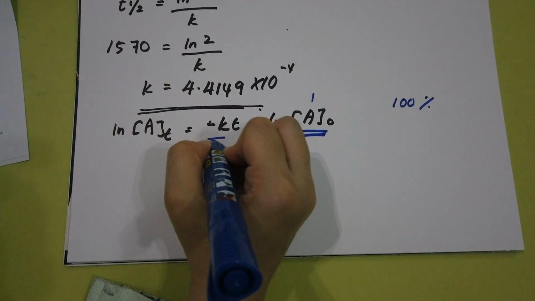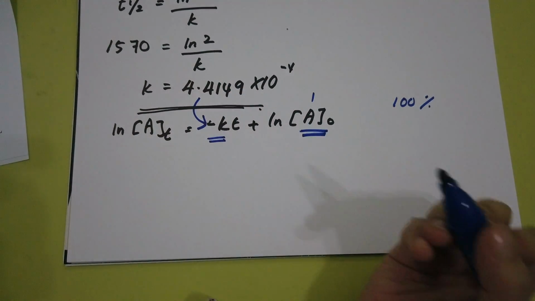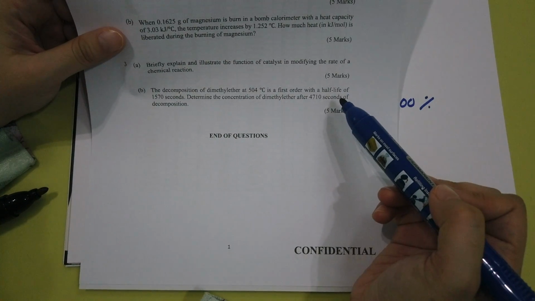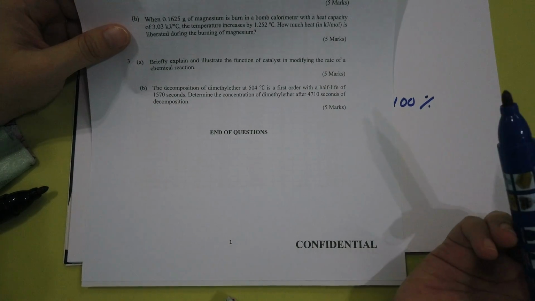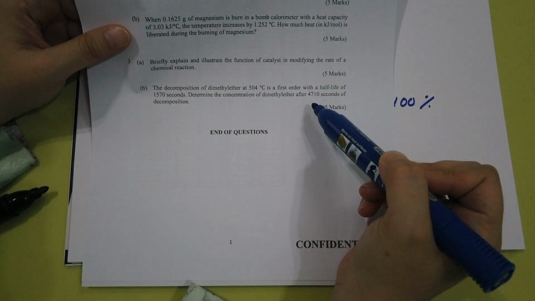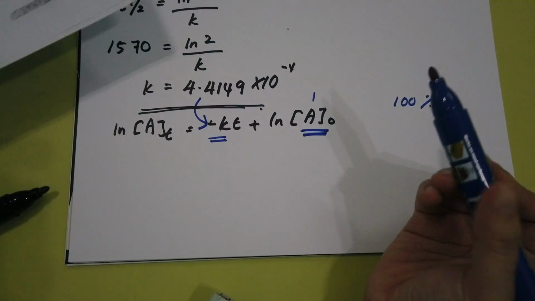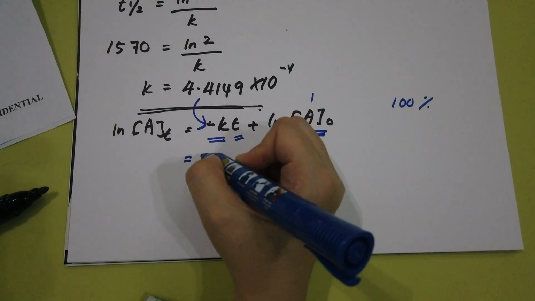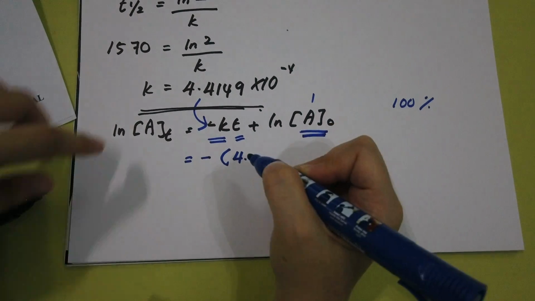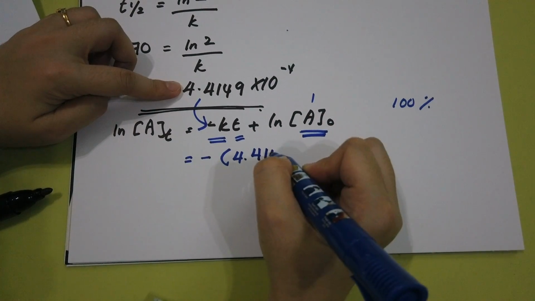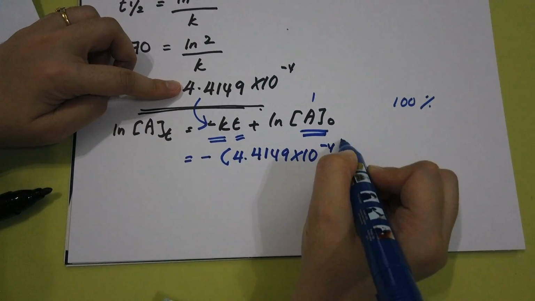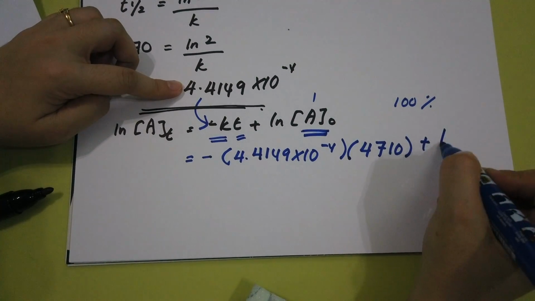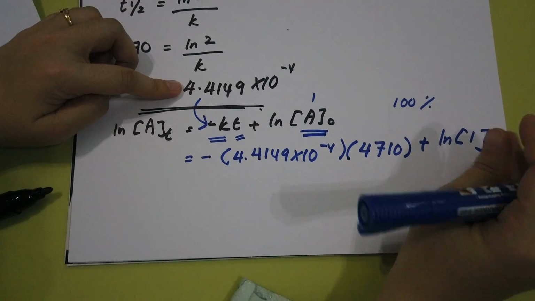So the value of k here is given by calculating the half-life. From this half-life, you get the value of k, and the time stated in the question is 4710. So the time is given in the question as well, so it's rather straightforward. So negative 4.4149 times 10 to the power of negative 4, the time is 4710, plus ln 1. So ln 1 is equivalent to 0.